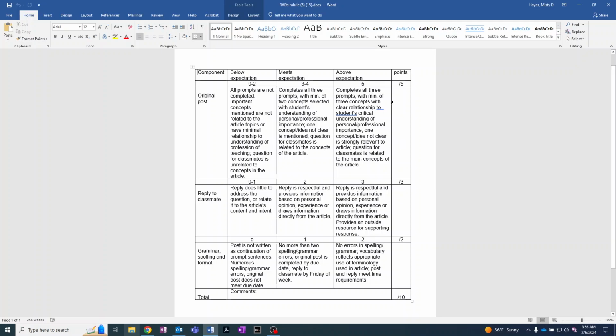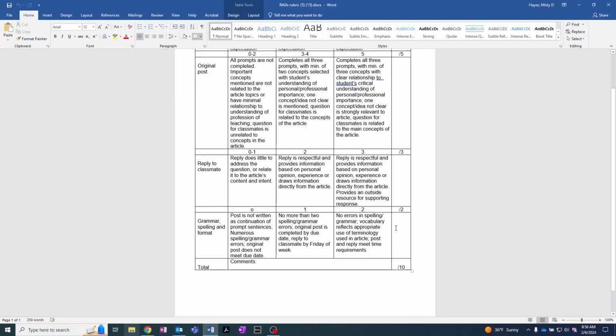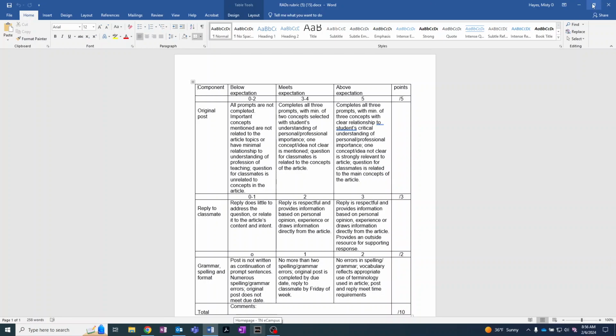So it shows you the points breakdown. For the original post you would get a possibility of 5 points. Reply, you can get a possible 3, and then for the grammar, spelling, and format, you can get a possible 2, which makes a total of 10 points. So this is how you're going to be graded.